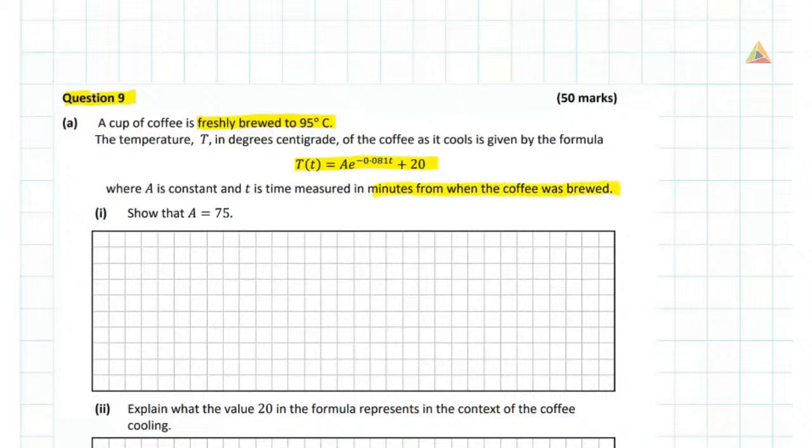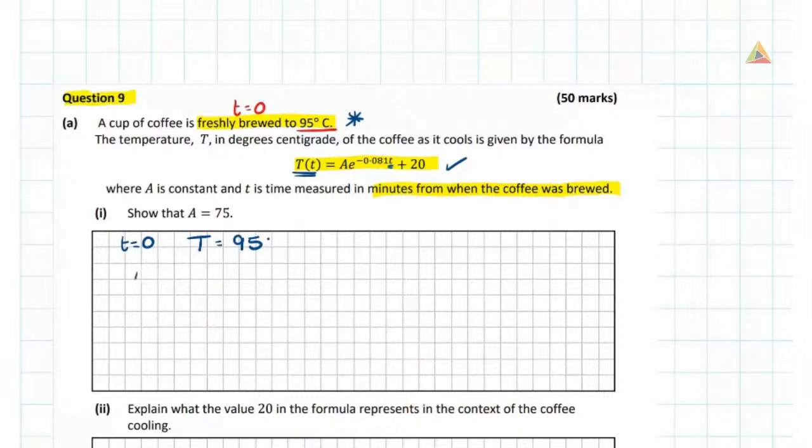So initially, at time equals 0, might be no harm to write that in for ourselves. When T is 0, the coffee is 95 degrees. And we're asked in part 1 to show that that constant A is 75 degrees. So we are going to remind ourselves that they've told us up here that when time is 0, because the time is measured from when the coffee was brewed, then your capital T, your temperature, is 95 degrees centigrade. So we're going to sub that in here. For our large T, that's going to be 95. And for our small t here, that's going to be 0.